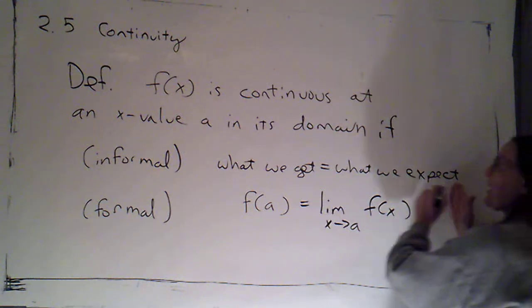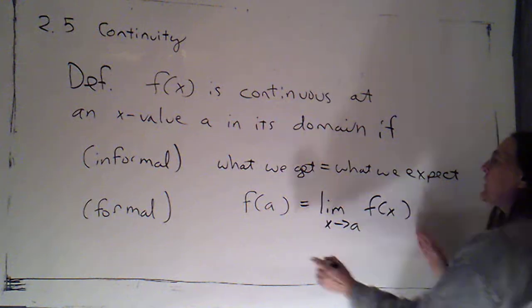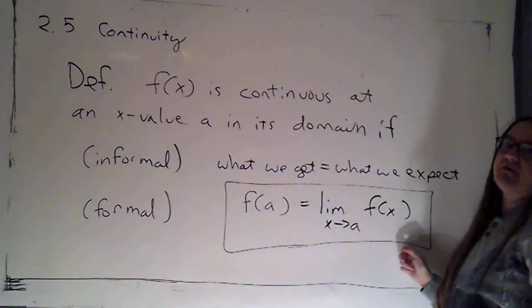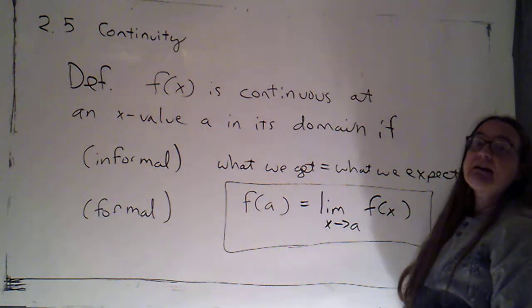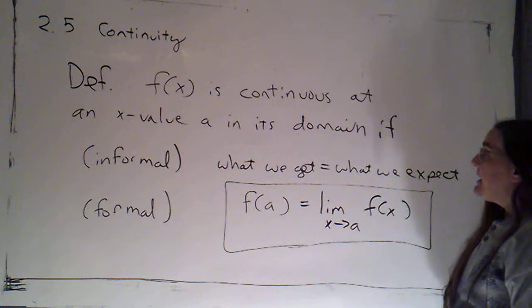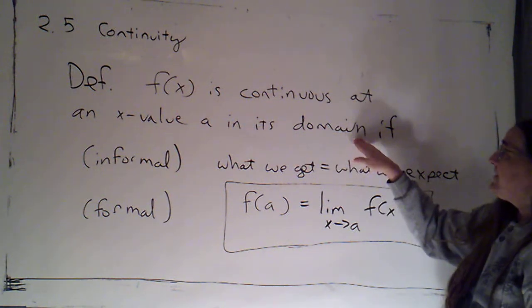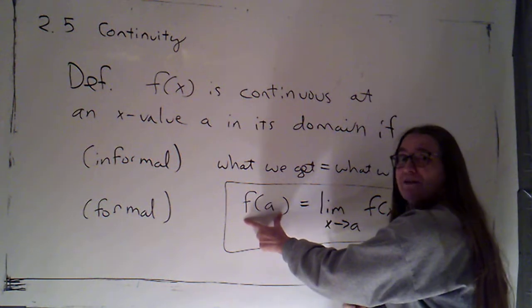Okay. So what I've written in words here is my informal definition. What I've written in symbols here, that's the formal definition of what it means for a function to be continuous at an x value a. Now, I said at an x value a in its domain. Obviously, if a isn't in the domain, this left-hand side won't exist.